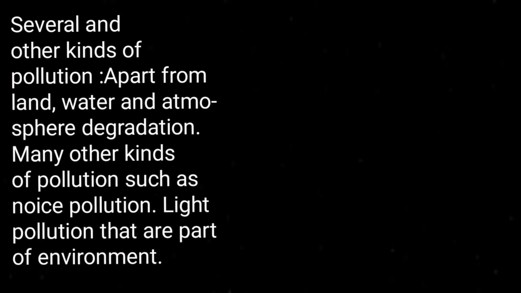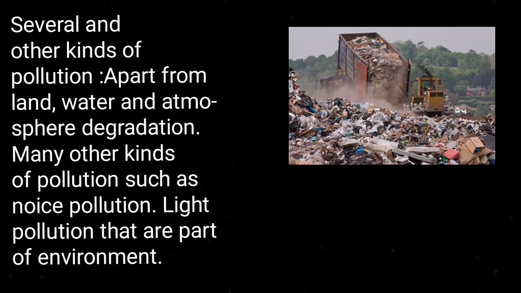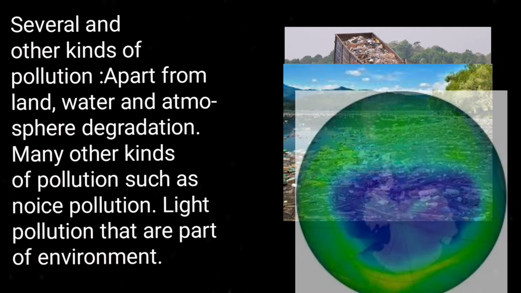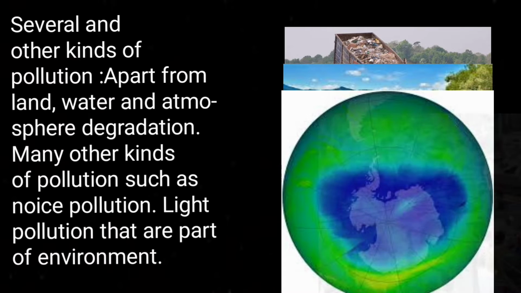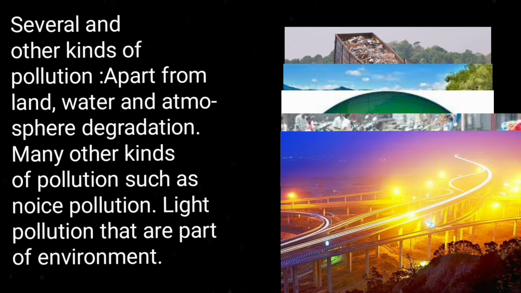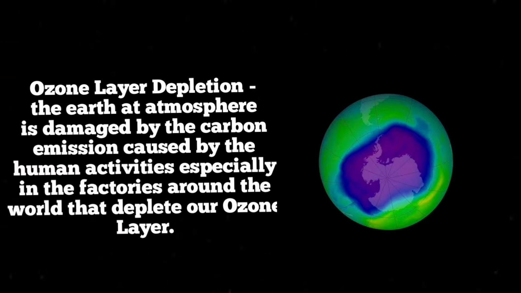The fourth is several other kinds of pollution. Apart from land, water, and atmosphere degradation, there are many other kinds of pollution, such as noise pollution and light pollution, that are part of the environment. Here are the causes of environmental degradation. Ozone layer depletion. The Earth's atmosphere is damaged by the carbon emissions caused by human activities, especially in the factories around the world that deplete our ozone layer.